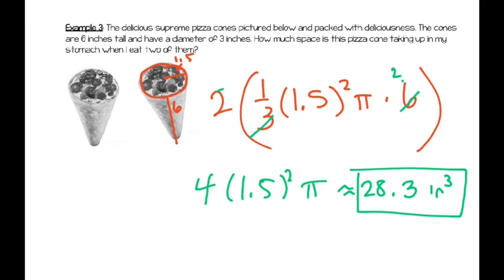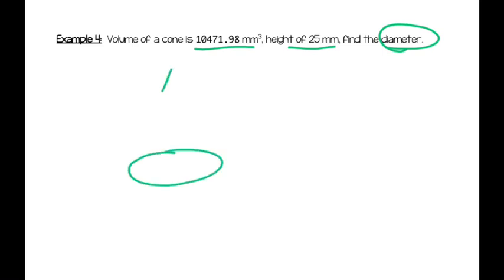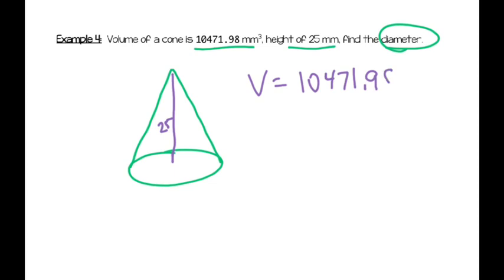Okay, next one. The volume of a cone is this number. The height is 25, and so find the diameter. So that's what I'm looking for. So first thing is start out with a picture. Okay, I'm told that the height is 25, and I'm told that the volume is equal to 10,471.98. And remember that the volume of a cone is 1/3 and then pi and then r squared. I don't know the r part. And then times the height.